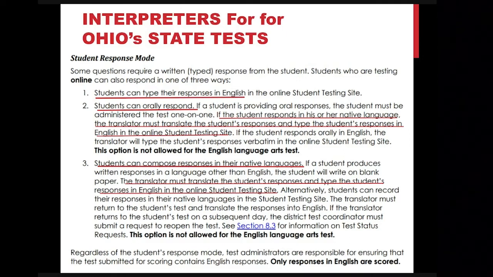The other way a student can respond is by writing on a piece of blank paper. The student can write the response in their native language on a blank piece of paper for you to then translate that response and type the student's response in English in the online student testing site. There is also the option for the student to record their oral response in their native language. If the student does this, you can translate the response by writing it out in the online student testing site, but you must write the response as they will not score the recording. Any writings by the student on the blank paper must be destroyed after the testing.